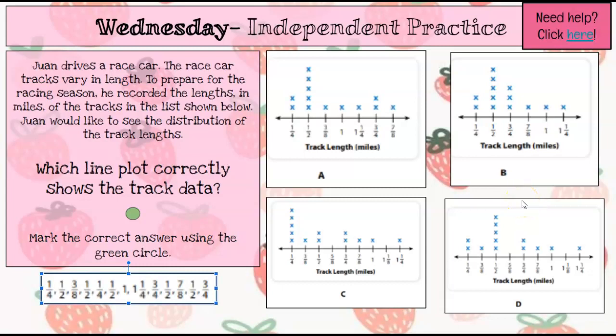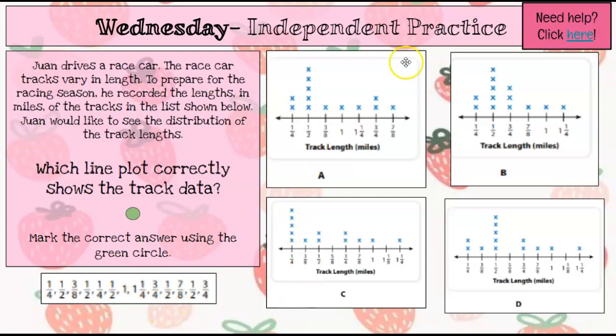Let's go over Wednesday's practice problems together. So Juan drives a race car. The race car tracks vary in length. To prepare for the racing season, he recorded the lengths in miles of the tracks that are listed below. He wants to see the distribution of the track lengths. Distribution is a big word for just how far spread apart each of the track lengths are. So which plot correctly shows this data here at the bottom?